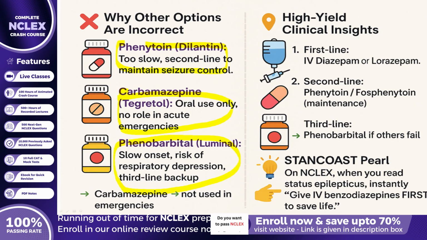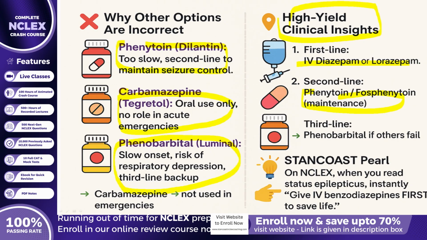To close this reasoning, let us highlight the high-yield NCLEX insights. Status epilepticus always requires immediate intravenous benzodiazepine administration. Diazepam and lorazepam are both correct first-line rescue drugs, with lorazepam often preferred due to longer duration, but diazepam is just as appropriate in emergencies. Phenytoin and fosphenytoin are second-line drugs to maintain control after the seizure is stopped. Phenobarbital is a fallback third-line agent, and carbamazepine has no role in acute seizure management.